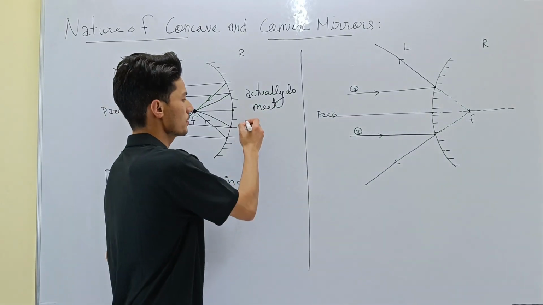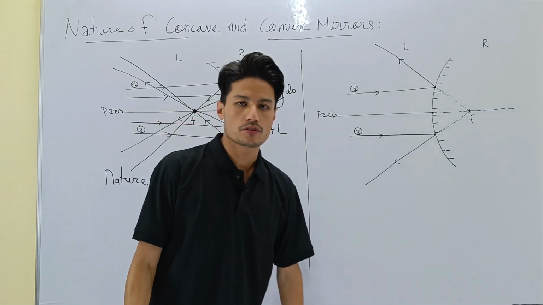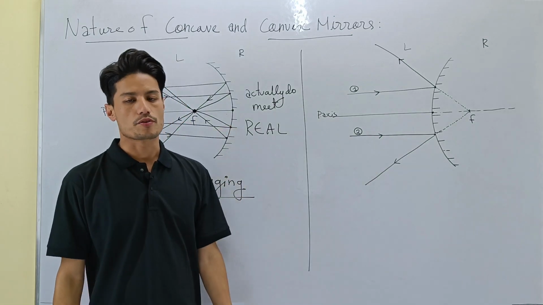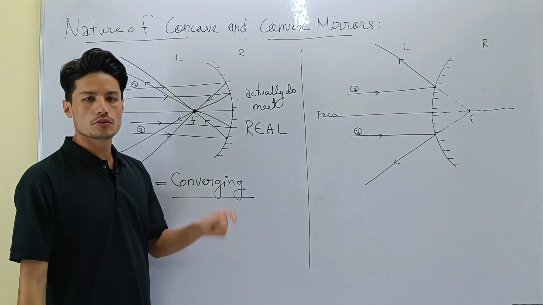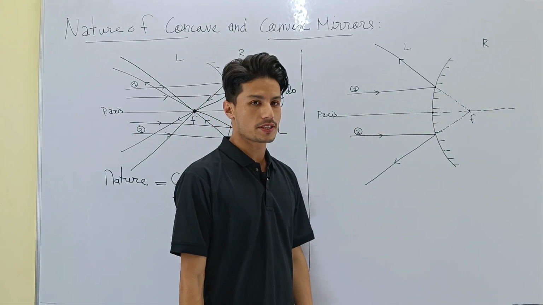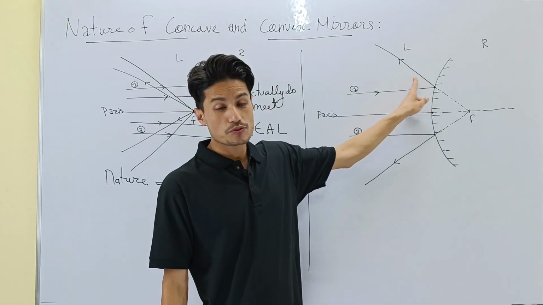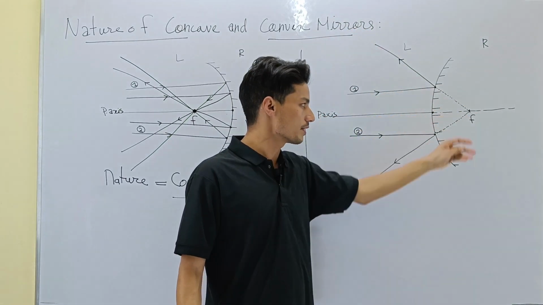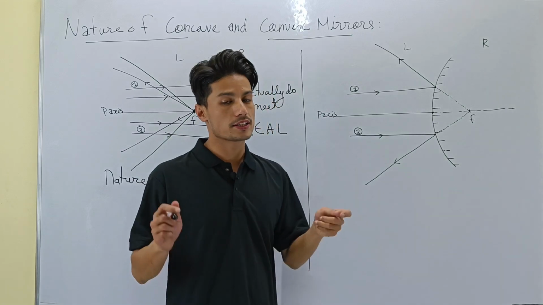Okay, real image, is it not? In the last video, we discussed real images and virtual images. This gives you a real image because after reflection, the rays actually do meet. Here, this will give you a virtual image. Why? Because after reflection, the rays don't actually meet. We have to do back tracing. So they appear to meet, but in reality they do not meet.